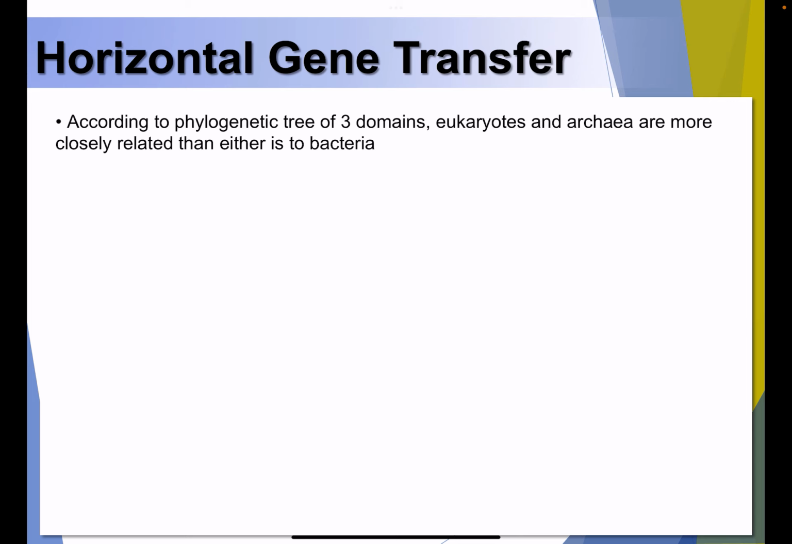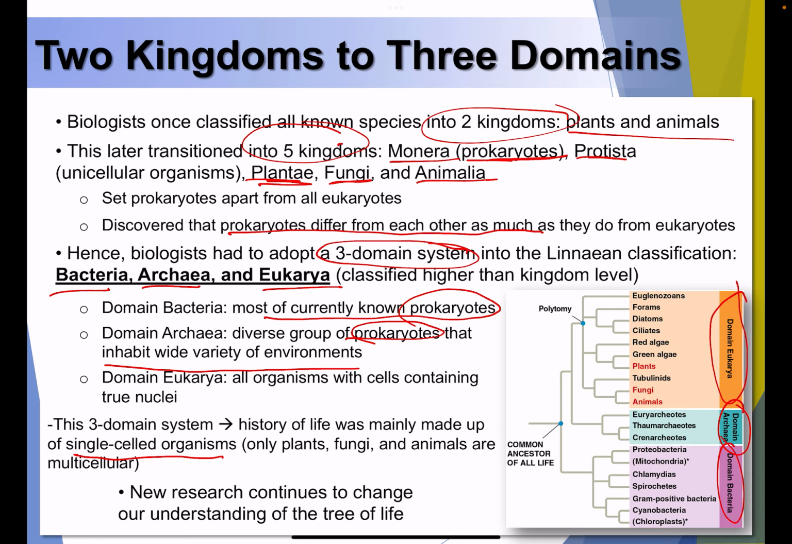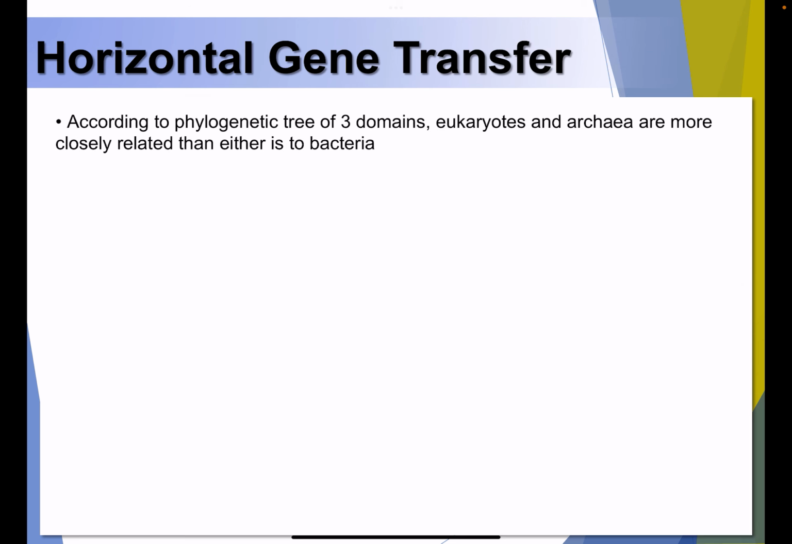So according to the phylogenetic tree of 3 domains, eukaryotes and archaea are more closely related than either is to bacteria. Because you can see here's a common ancestry for this split here, and then the common branch point between eukarya and also archaea. And this common ancestor goes with bacteria. So that's why these 2 domains are sister taxa of each other, and they are both more distantly related to bacteria. That is what the phylogenetic tree says, okay?